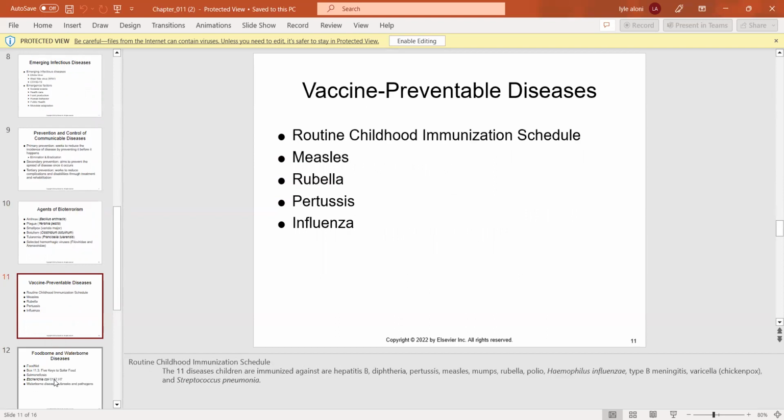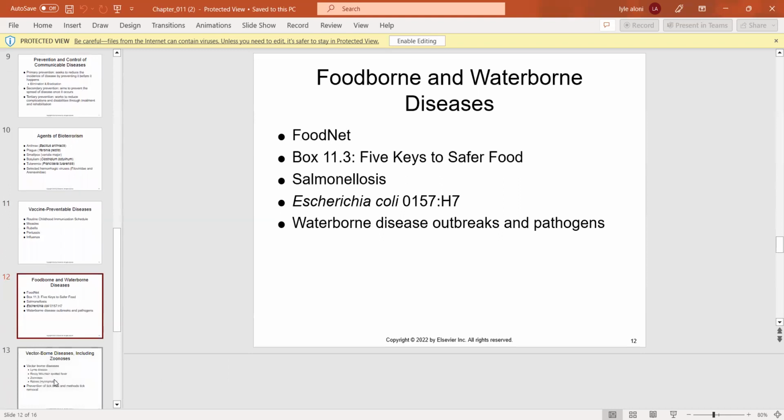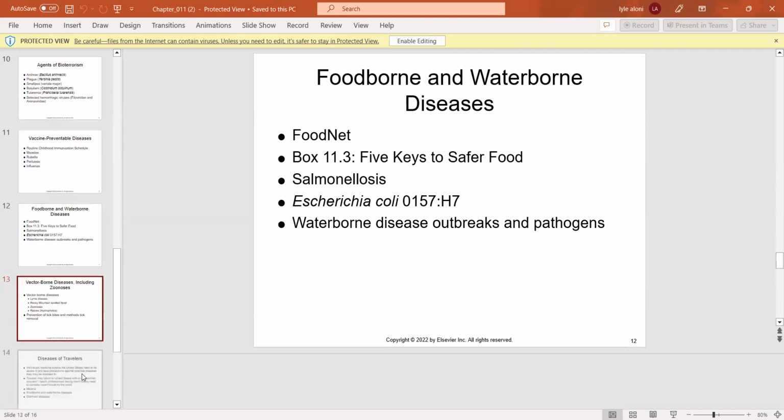When we look at vaccine-preventable diseases, we're going to make sure we're following our immunization schedules with our measles, mumps, rubella, pertussis or whooping cough, and our flu. And we also have those that are out there for chickenpox that we encourage in the school system. So those are things that we can think about that are preventable with vaccines. We take a look at some different foodborne and waterborne diseases, which are in box 11.3 that I want you to take a look at.